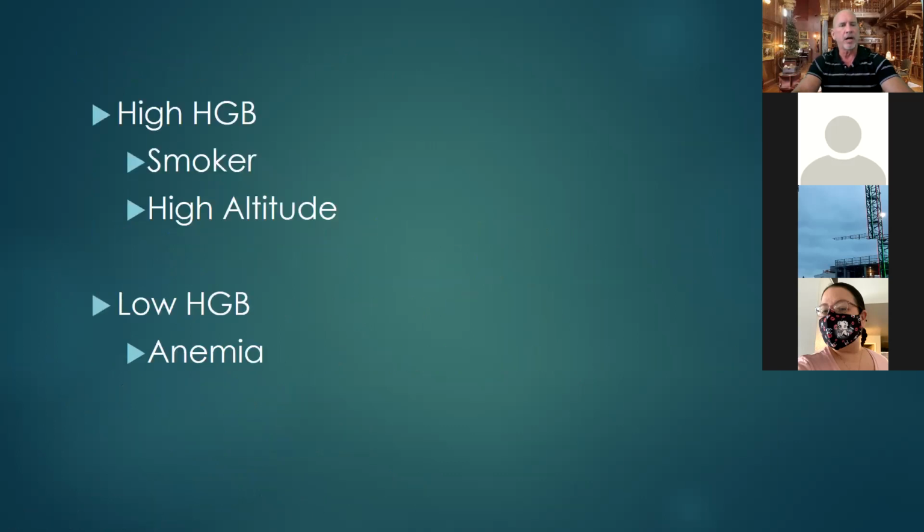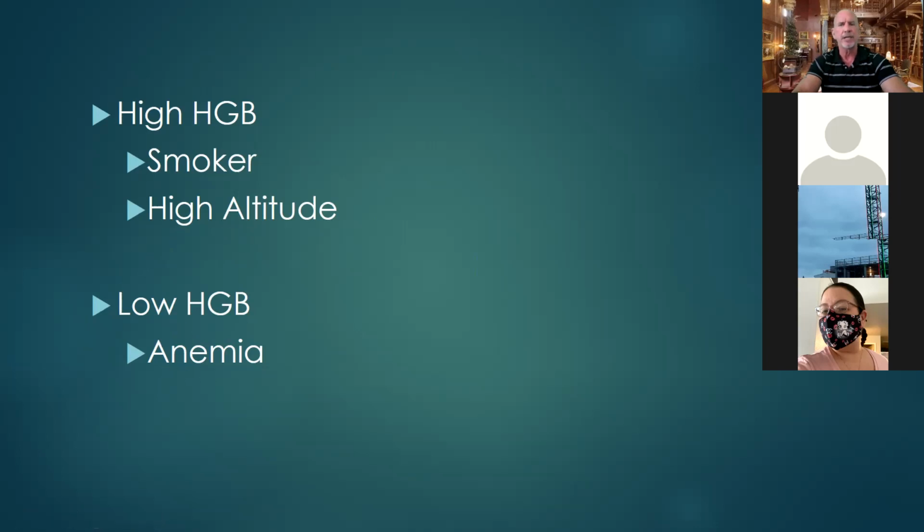Now, things that cause high hemoglobin levels include high altitudes. That's why athletes train at high altitudes in Colorado, because it develops more red blood cells. That's how the body adapts. Low red blood cells is anemia.